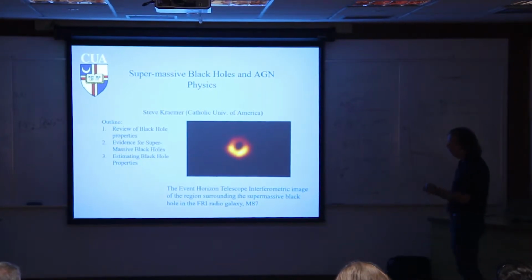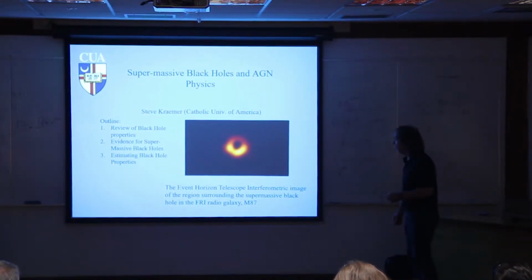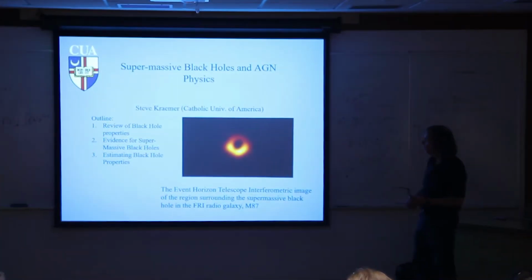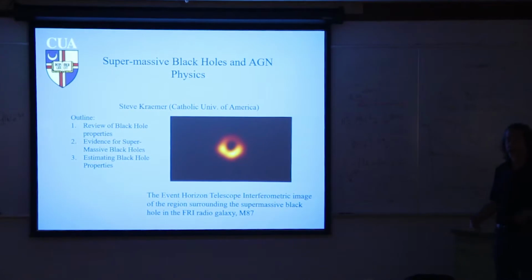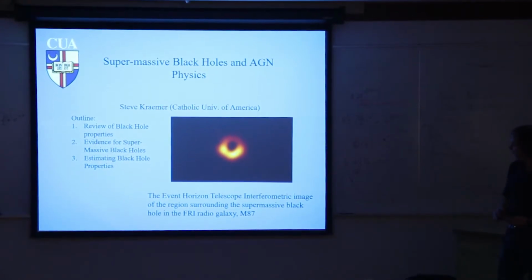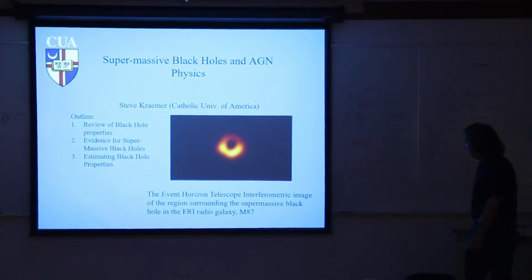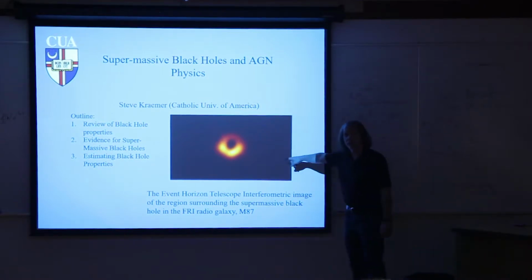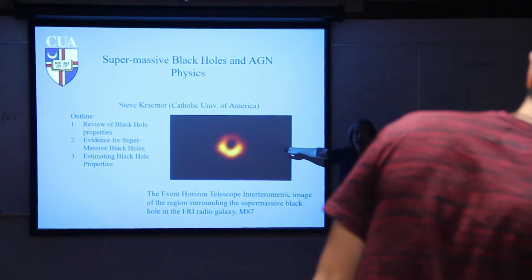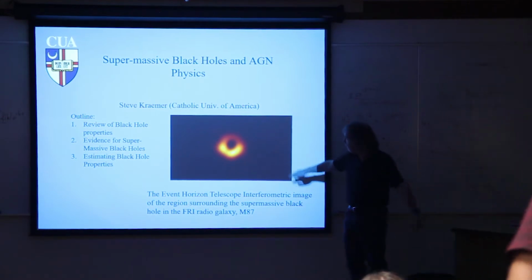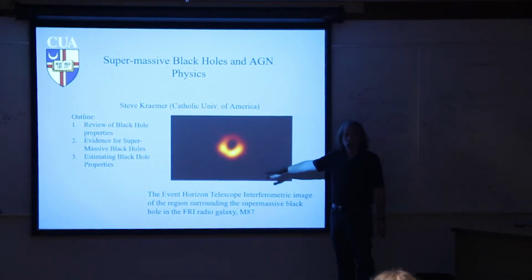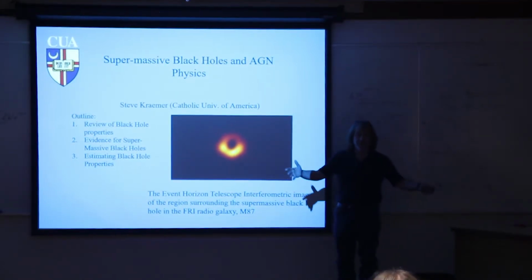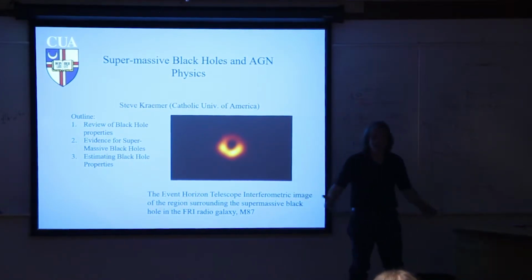I mentioned it a bit last time about black holes. And so we're going to talk about black hole properties, what evidence we have for supermassive black holes, and how we estimate the black hole properties. And by the way, you may be familiar with this particular image. Has anybody not seen this? Okay. So, is this an image of a black hole? No. Why? Because it's a black hole. You can't take an image of a black hole.